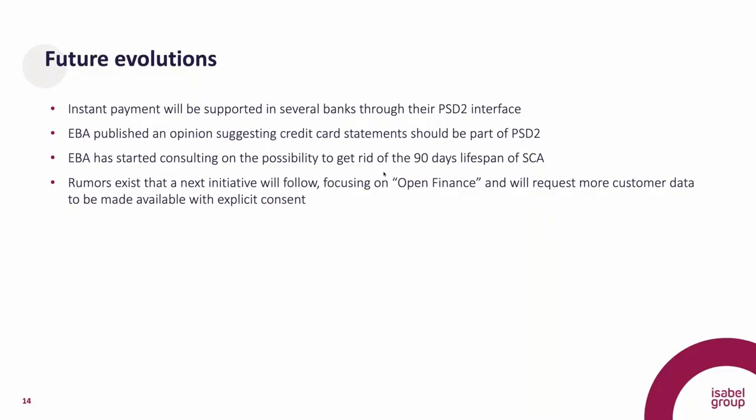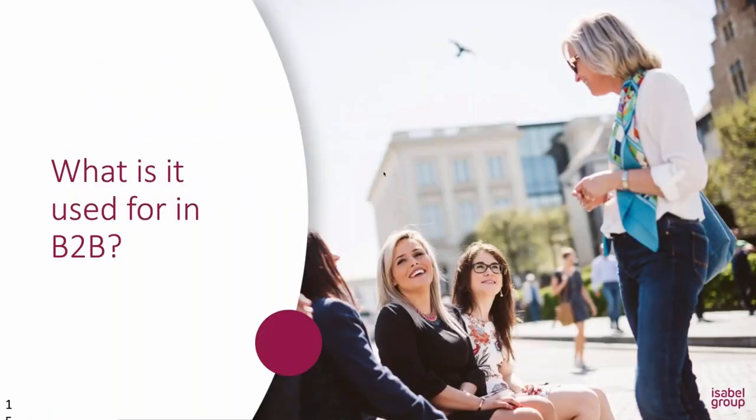We also see that the European Banking Authority published an opinion suggesting that credit card statements should also be in those APIs, but we can expect that this is going to be interpreted by banks in different countries in different ways. So yeah, it's an ongoing journey, and we see the trend going more towards open finance. And what we can say today is that the connectivity that exists is really usable in some countries, like the Netherlands, for instance, which is perfectly capable of bringing value to consumers and also to companies. So let's zoom in a little bit on what people use it for today.